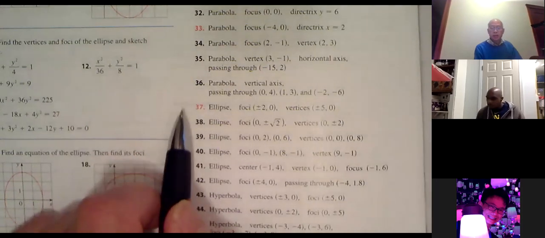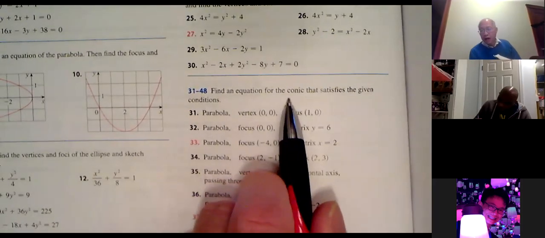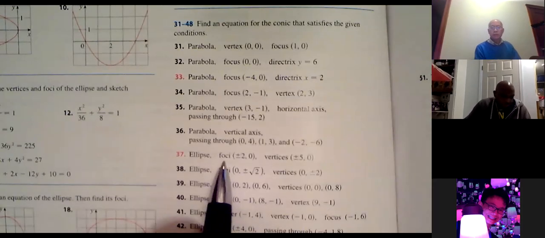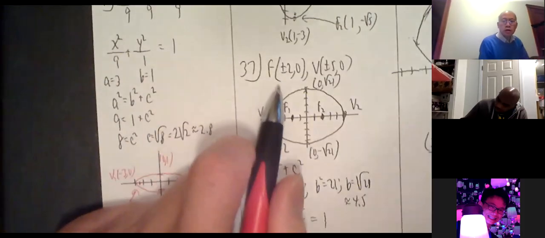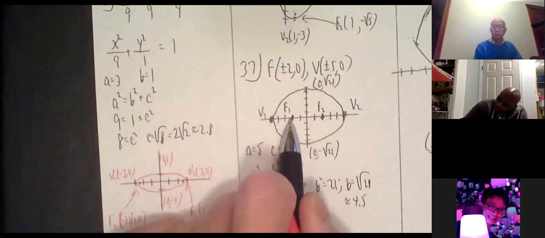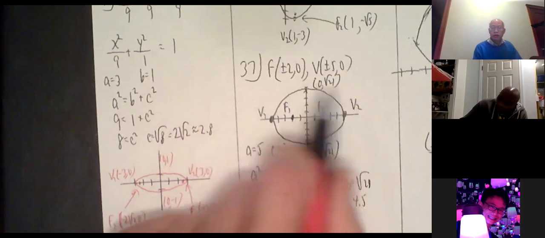Okay, and then ellipses start up again at 37, 39, 41. Find an equation for the conic. What's a conic? Parabola, ellipse, hyperbola. That satisfies the given conditions. Foci plus or minus 2, 0. Vertices plus or minus 5, 0. Okay, so I put them down: plus or minus 2, 0, plus or minus 5, 0. It's bulging this way.